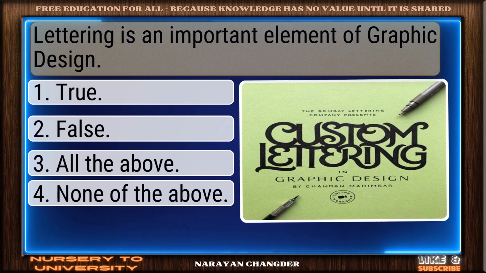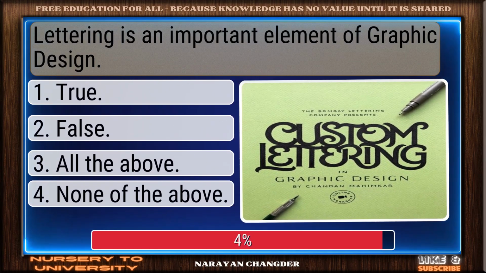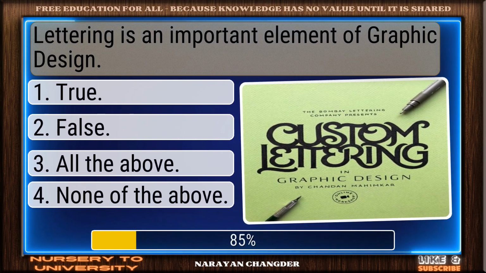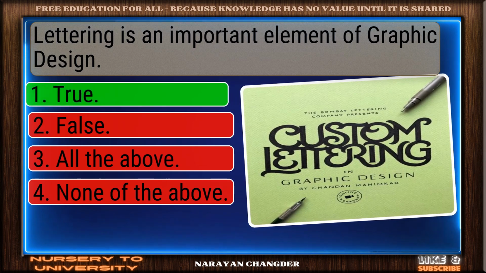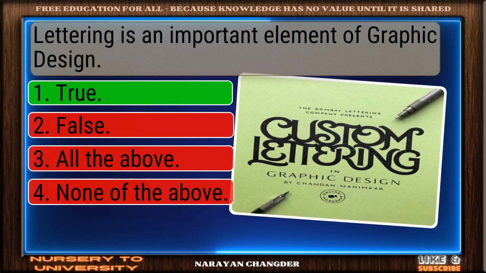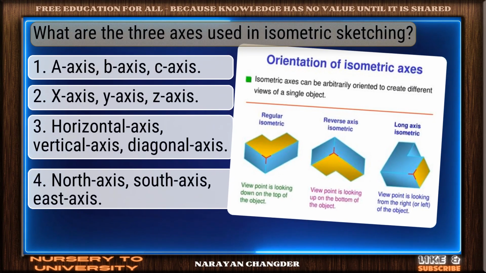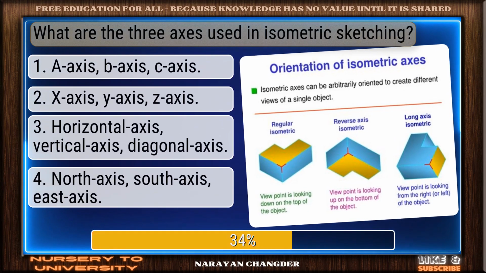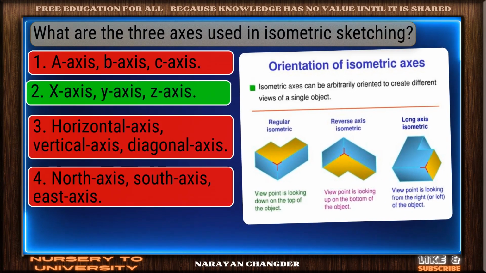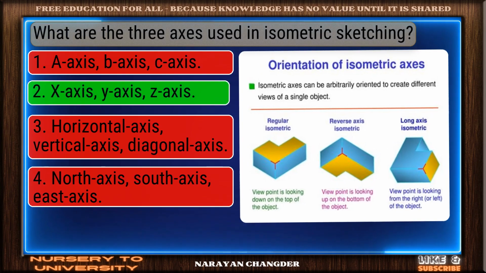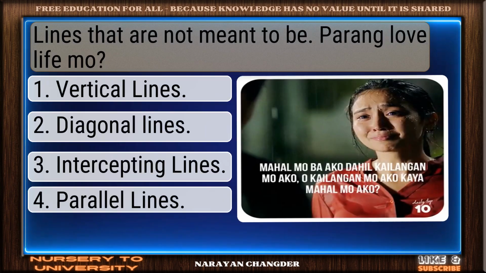Lettering is an important element of graphic design. You're right. True is the correct answer. What are the three axes used in isometric sketching? Smart move. X-axis, y-axis, z-axis is an accurate answer.